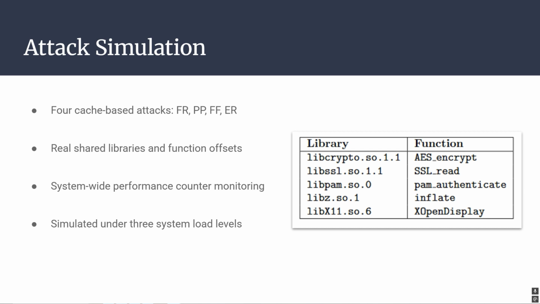So now for our attack simulation, we implemented the 4 cache-level attacks, and each attack is targeted to a shared library at a known function offset, and this made the attacks both realistic and reproducible. First we have a cryptographic function from the OpenSSL crypto library, and then we have data processing from the OpenSSL TLS library, and then we have a library that handles authentication, a library that deals with data compression, and then the X11 display library, which handles GUI session activity. These scenarios helped build a diverse data set reflecting a range of attacker behaviors and system conditions.